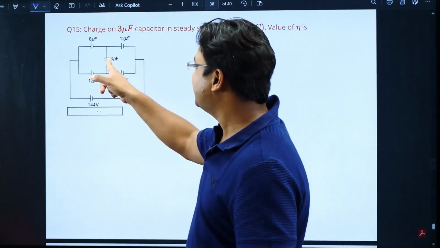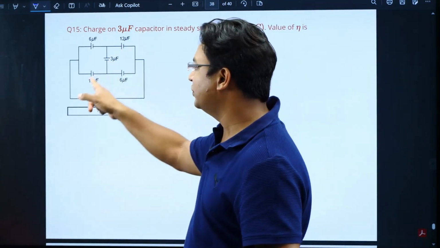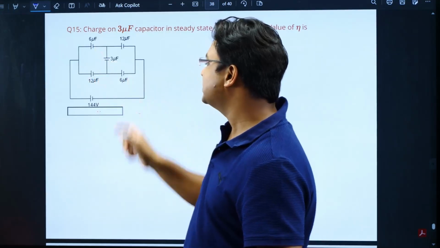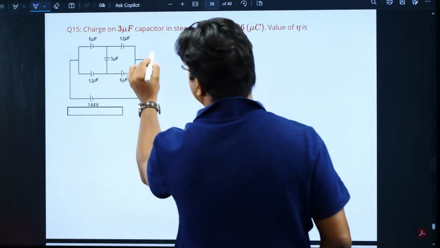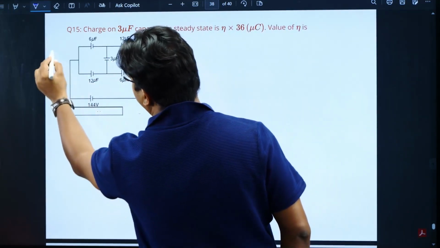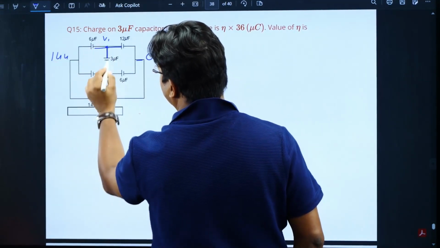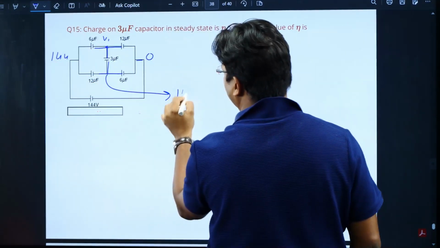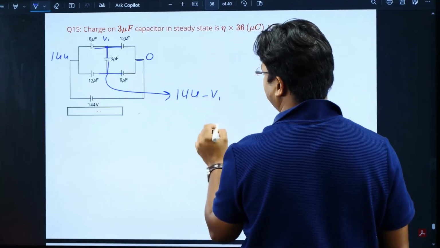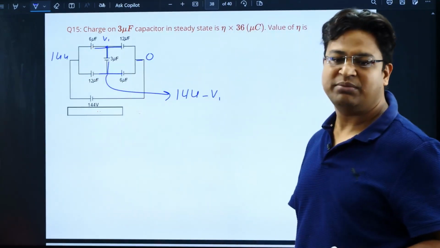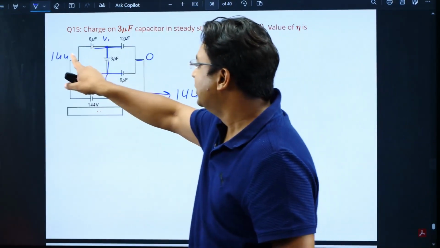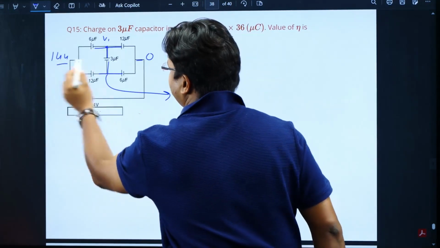Like from this point we go in this direction 12 microfarad, we go in the opposite direction 12 microfarad. So it has a point symmetry. So if I assume a 0 potential here, and if I assume 144 volt here, and if I assume V1 here, then the potential at this point would be 144 minus V1, because the sum of potentials which are images of each other should be equal to the VA plus VB, like potential at this point plus potential at this point.